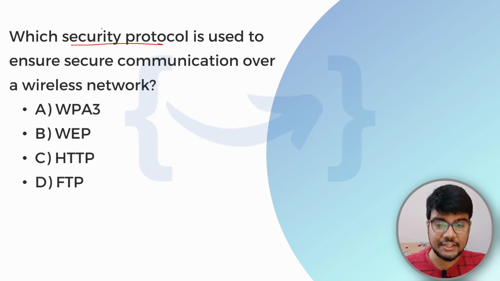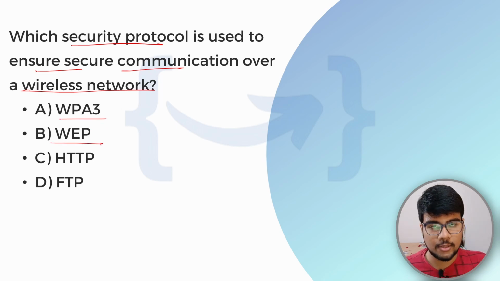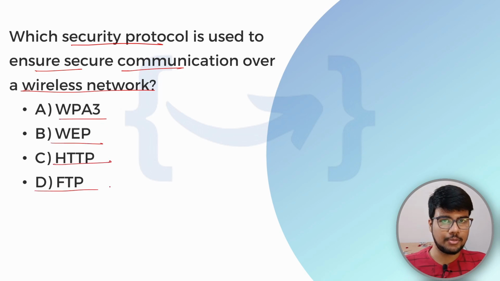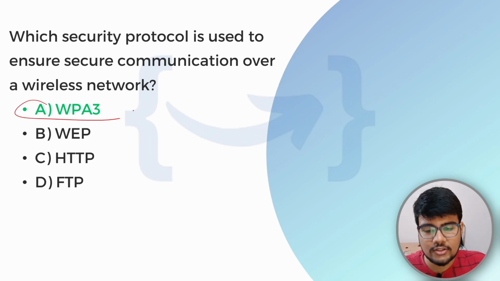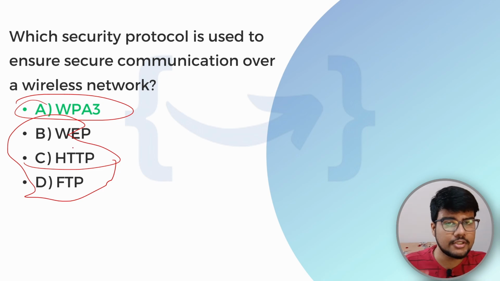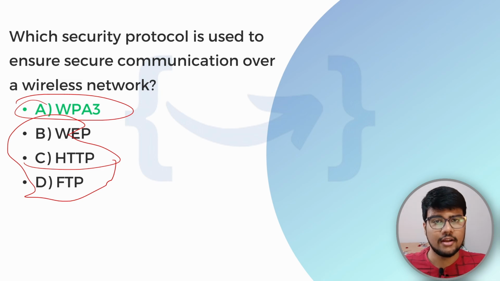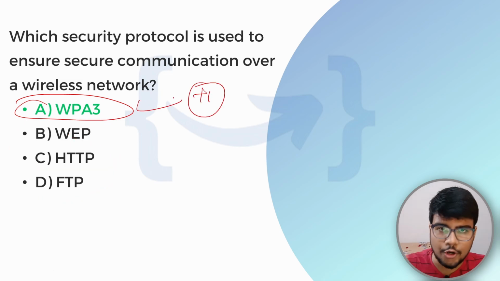Now, which security protocol is used to ensure communication over a wireless network? WPA3, WEP, STTP, and FTP. Okay, let me know, WPA3 is the right answer of this, because the other three are used for something else. So please study after this MCQ. If I explain all this, the video length would become so big, is it? So WPA3 is the right answer of this question, and +1 mark for you for marking this.